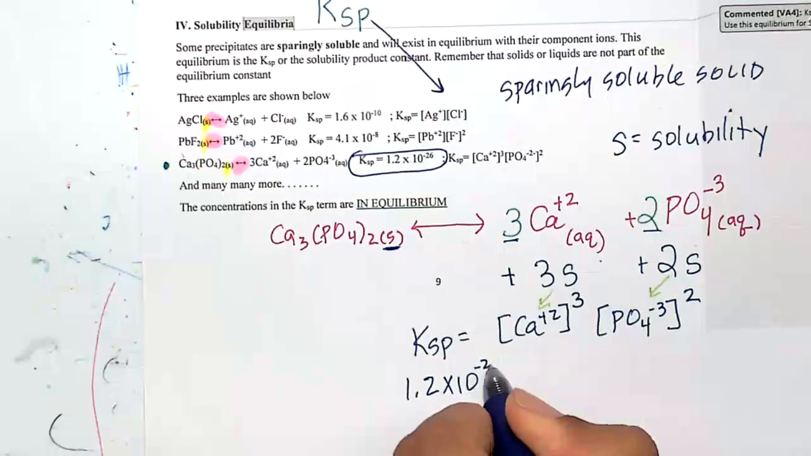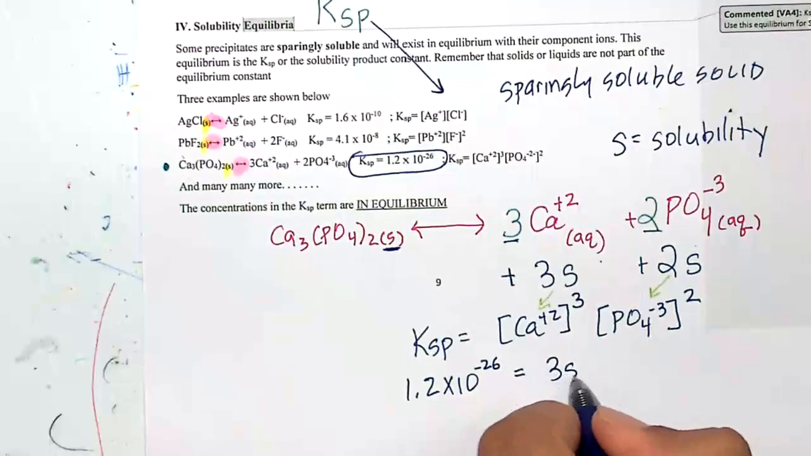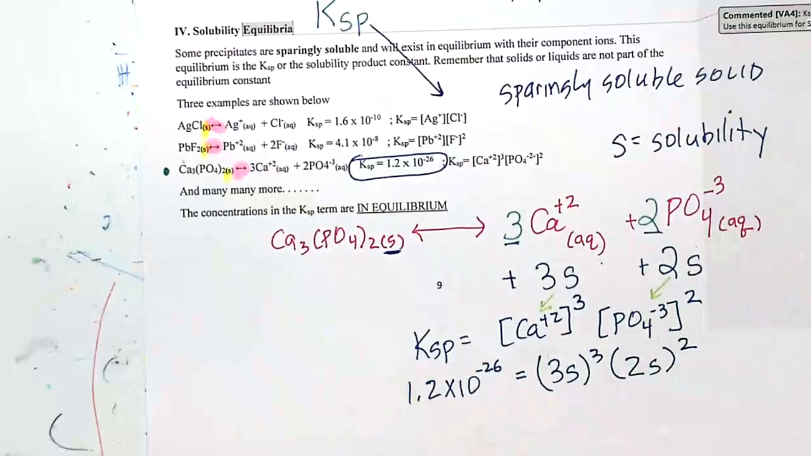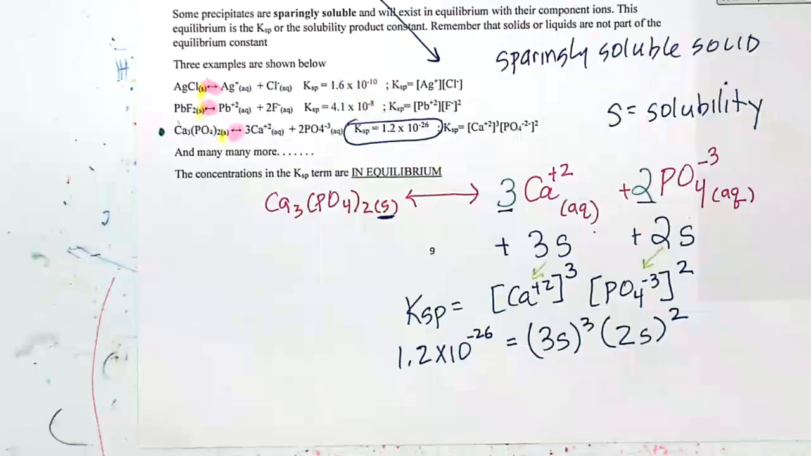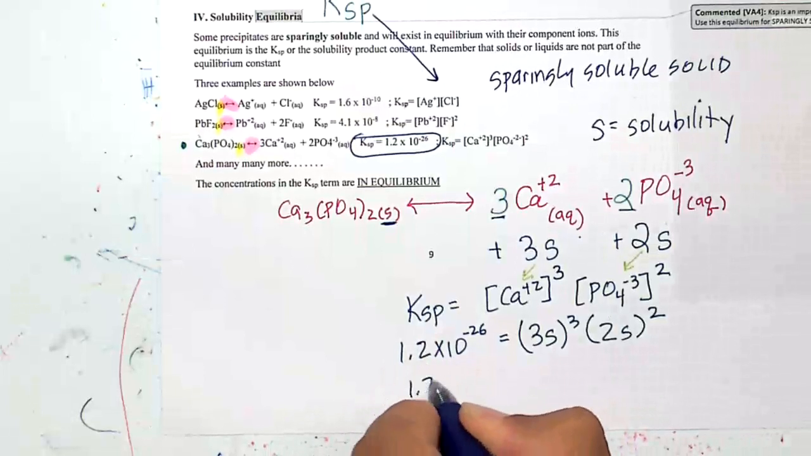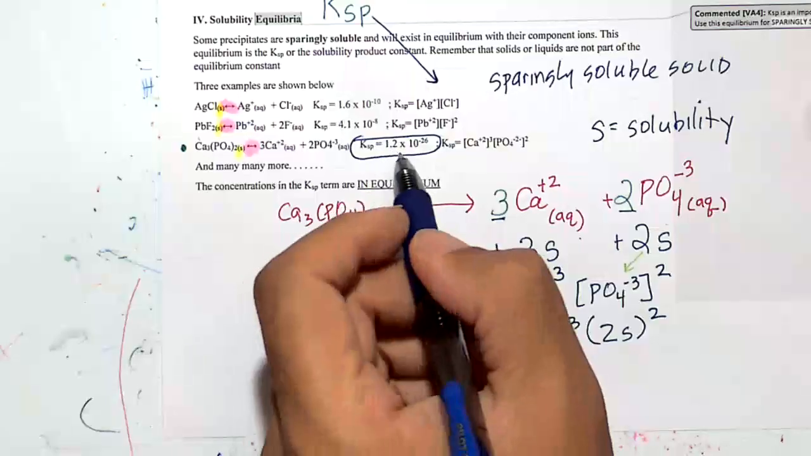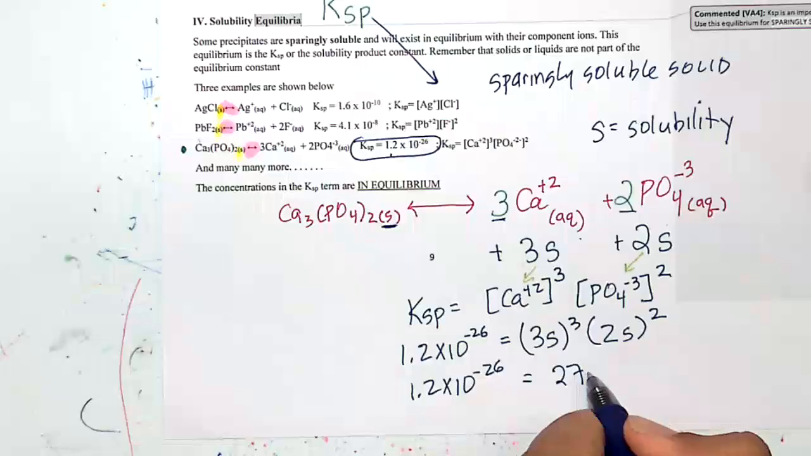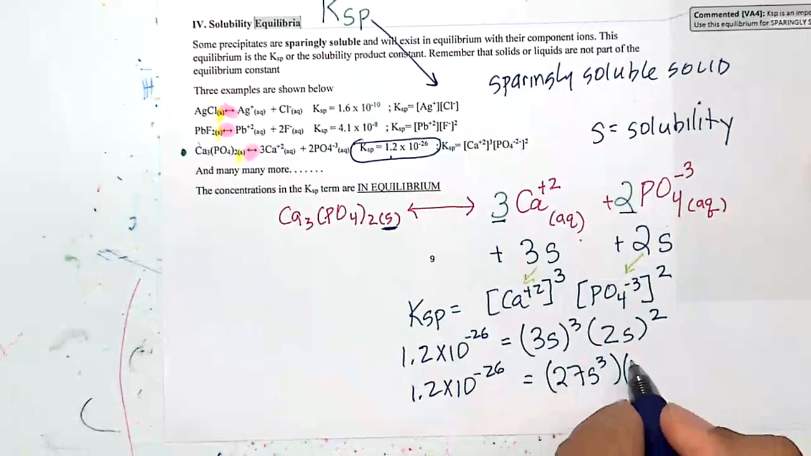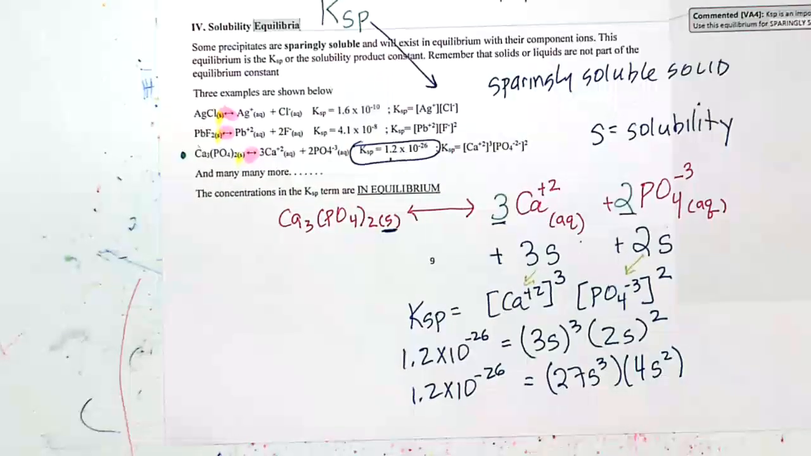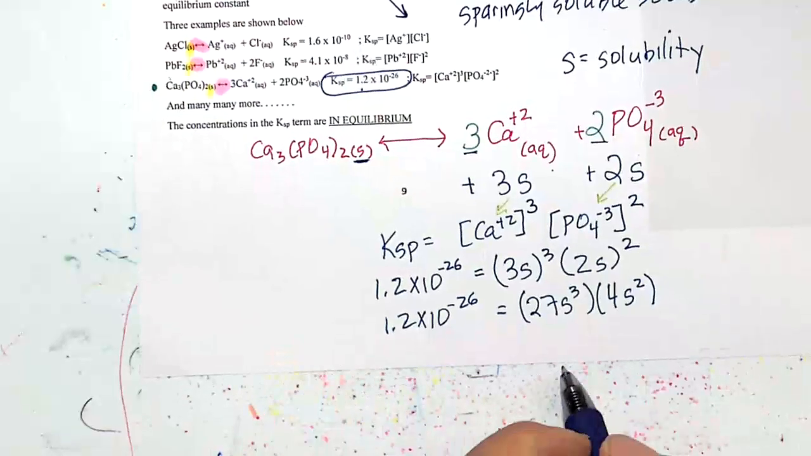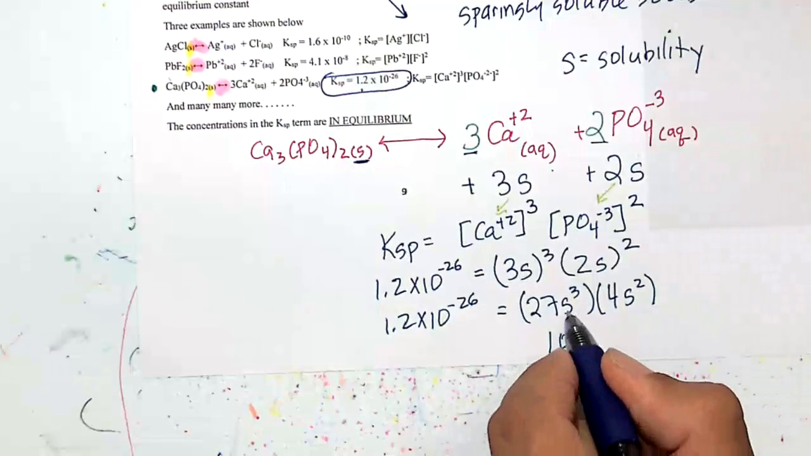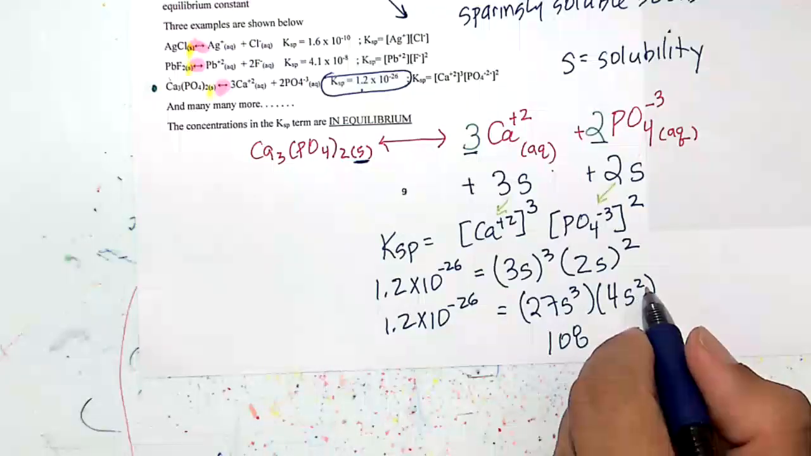It's 1.2 times 10 to the minus 26. This is going to equal 3s cubed times 2s squared. So we will solve for s here. 1.2 times 10 to the minus 26, I'll give you that number. 3s cubed is 27s cubed. 2s squared is 4s squared. 27 times 4 is 108. S cubed times s squared is s to the 5th.